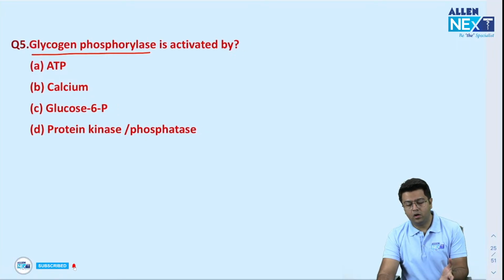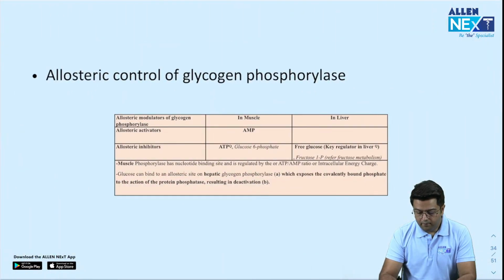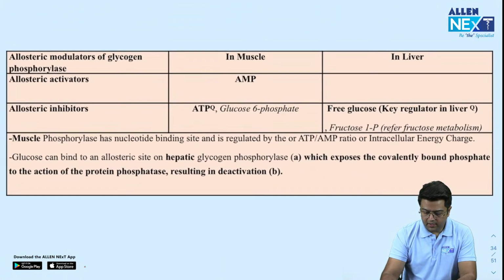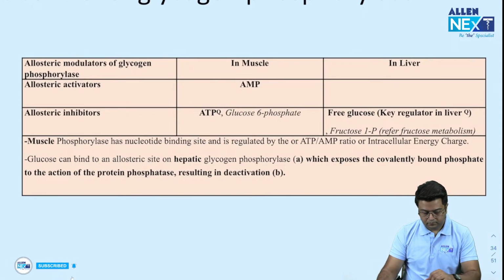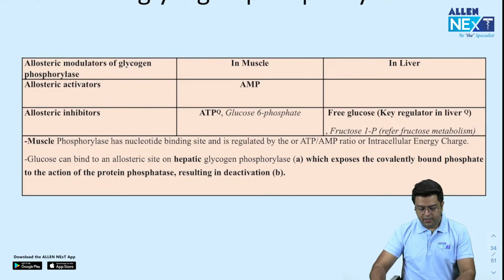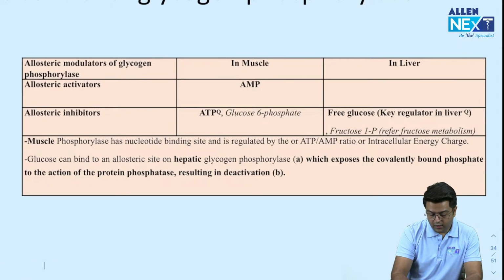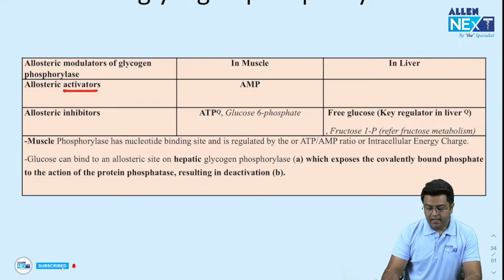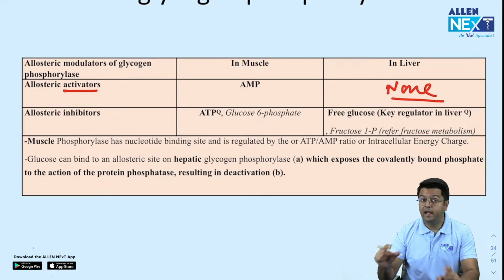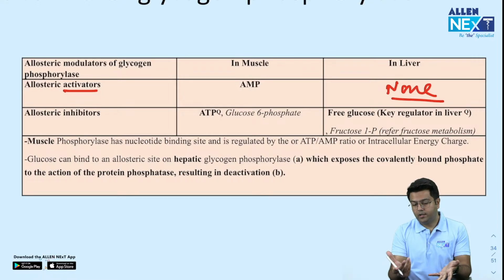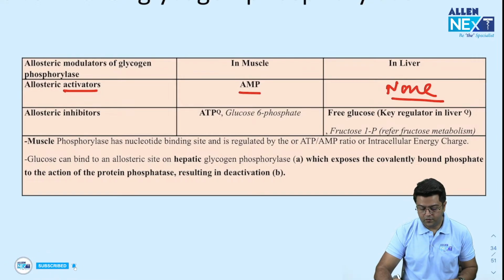One of the ways is called the allosteric mechanism that I want to show you first. So, allosteric modulators of glycogen phosphorylase. First of all, allosteric activators. Guys, there is no activator in the liver. Allosteric we are talking, right? You know what allosteric means. And in the muscles it is AMP, adenosine monophosphate.